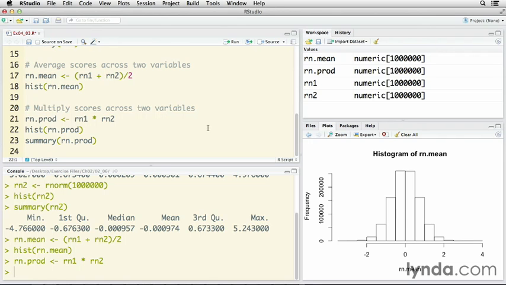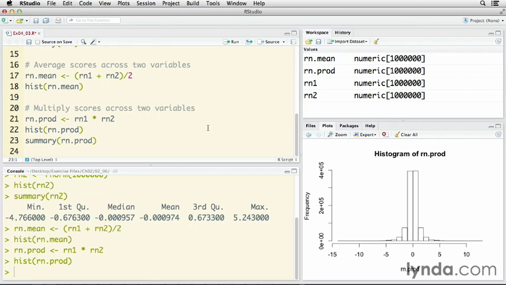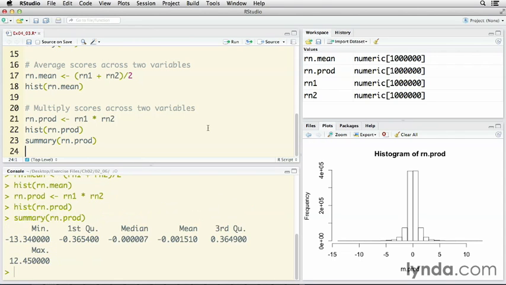So let's get the histogram here, and this one should look different. Okay, do you see what's going on here? It's got a very strong peak in the middle, and it goes way out. Let's see how far it goes by looking at the summary. Okay, the median and the mean are still nearly 0.